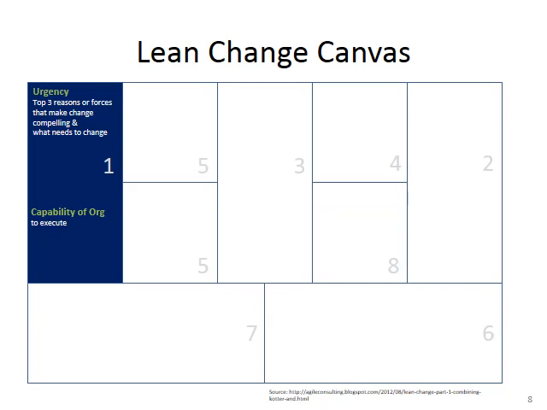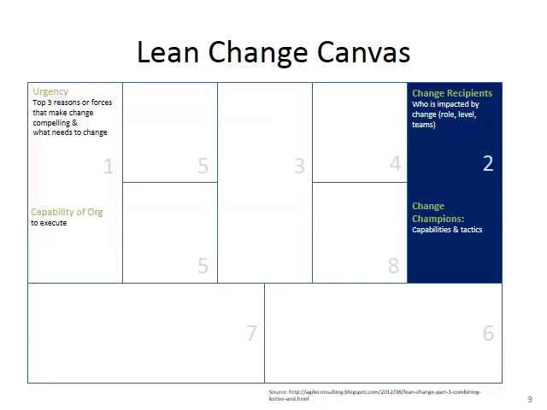The organization should list the top 3 reasons or forces that make the desired change compelling. Additionally, this section should be used to identify what needs to be changed, activities, approach, policies, etc., and whether it is feasible given the organizational resources, needs, and strategic focus.